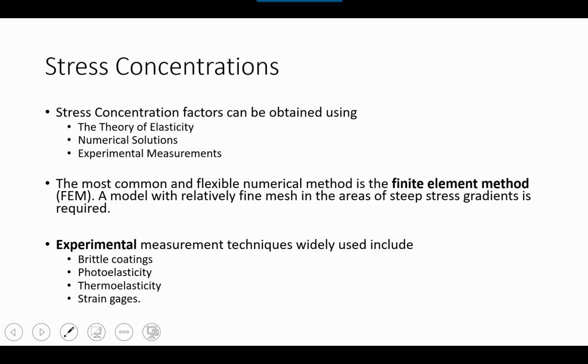So ways that people have done it include applying a brittle coating to a material and looking at, as that coating cracks, the strain fields through the cracking, the crack patterns in the coating. There's photoelasticity, which is probably one of the more popular methods. There's the thermoelasticity method, and then there's also the application of many strain gauges to figure out what the strain field is.